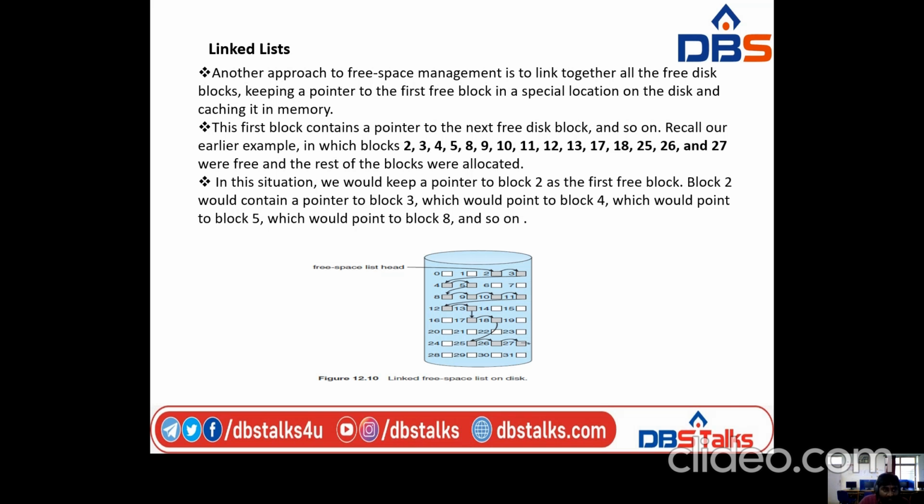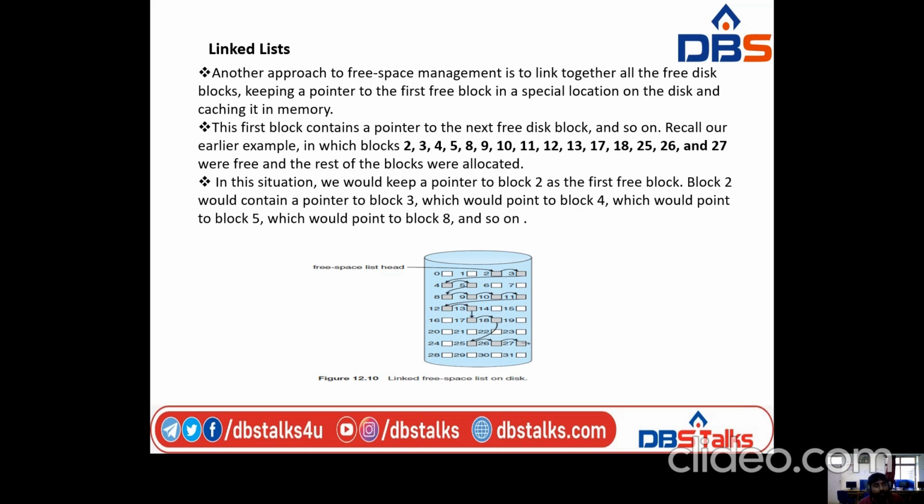Recall our same example: 2, 3, 4, 5, 8, 9, 10, 11, 12, 13, 17, 18, 25, 26, and 27 are free, and the rest of the blocks are allocated, as we just saw in the bit vector. In this situation, we should keep a pointer to block number 2, the first free block. Block 2 would contain a pointer to block 3, block 3 to block 4, block 4 to 5, block 5 to 8, 8 to 9, 9 to 10, like this.